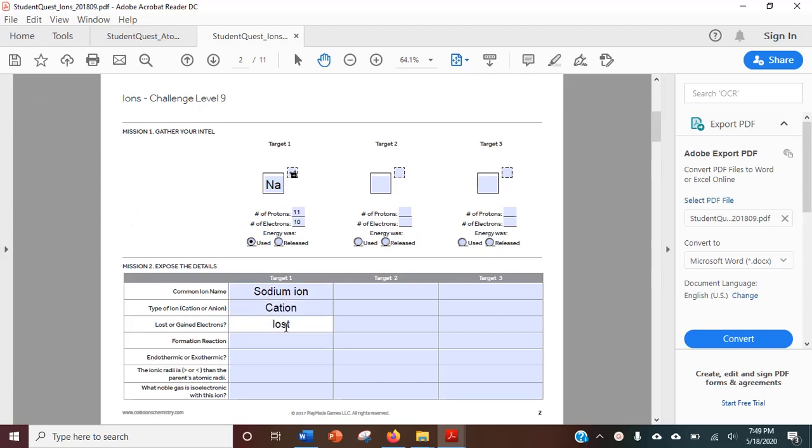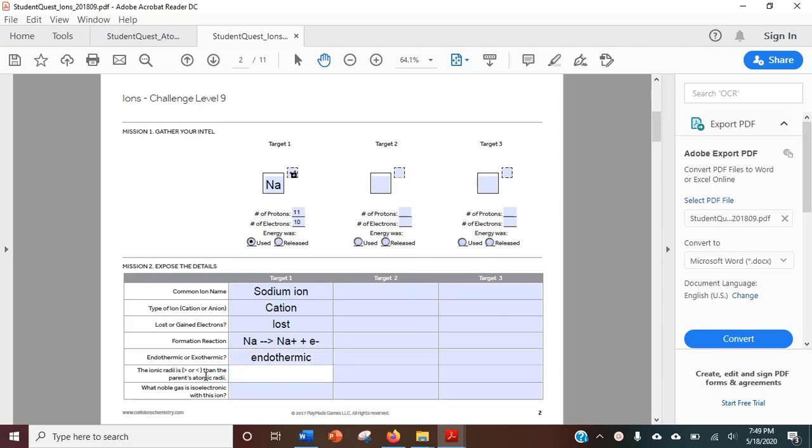It lost an electron. The formation reaction, so basically sodium, arrow, became sodium ion plus an electron. Since you used energy, was it endothermic or exothermic? If you use energy, it's endothermic. If you release energy, then it'll be exothermic.